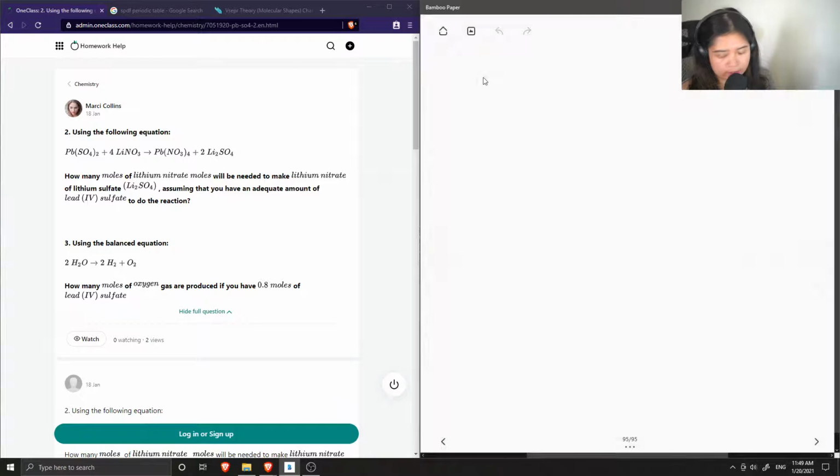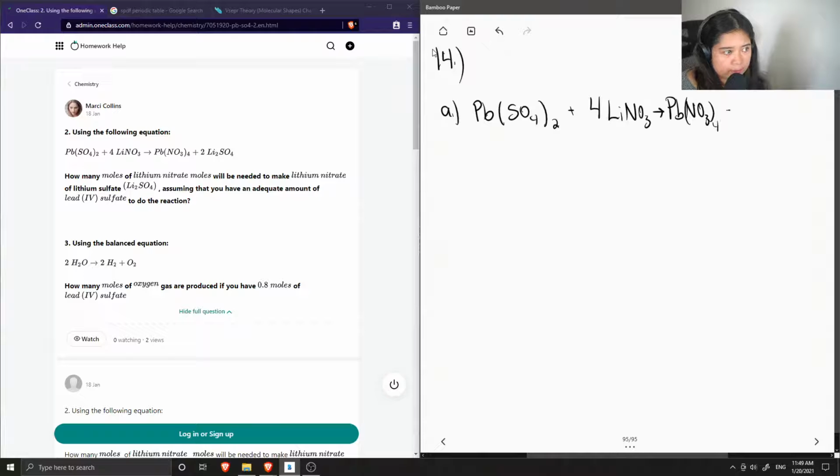Okay, so let's just answer this last question. Part A, using the following equation, lead sulfate plus 4 lithium nitrate makes lead nitrate plus 2 lithium sulfate. How many moles of lithium nitrate will be needed to make... Wait, how many moles of lithium nitrate will be needed to make... I'm guessing lithium sulfate, assuming you have an adequate amount of lead sulfate to do the reaction.